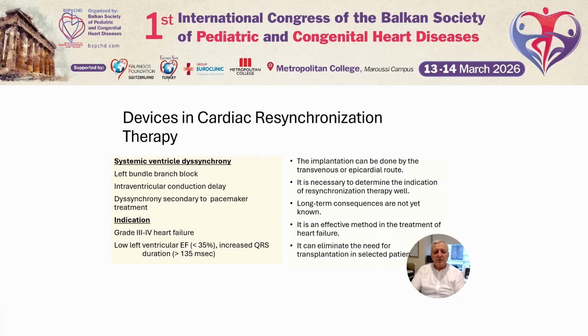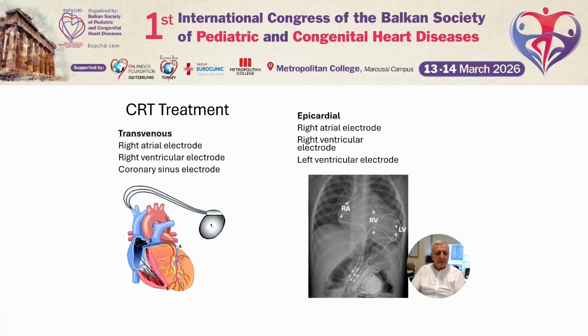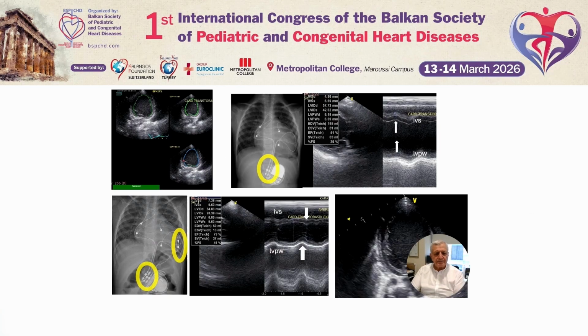It is an effective method in the treatment of heart failure. It can eliminate the need for transplantation in some patients if you pace the ventricle correctly and then correct the problem. In a transvenous system, there is one right atrial electrode, a right ventricular electrode, and a coronary sinus electrode. In an epicardial system, right atrial, right ventricular, and left ventricular electrodes are implanted to the surface of the ventricle, to the epicardial area.